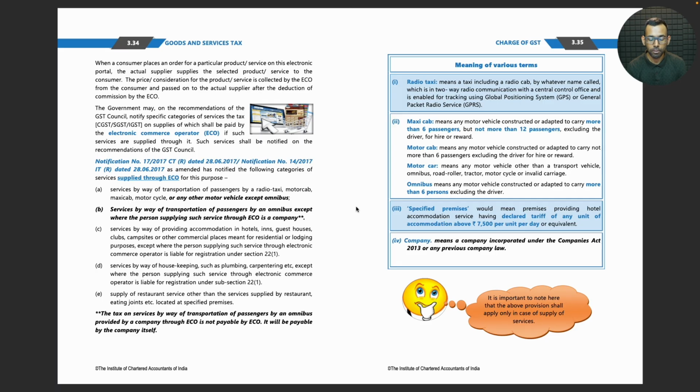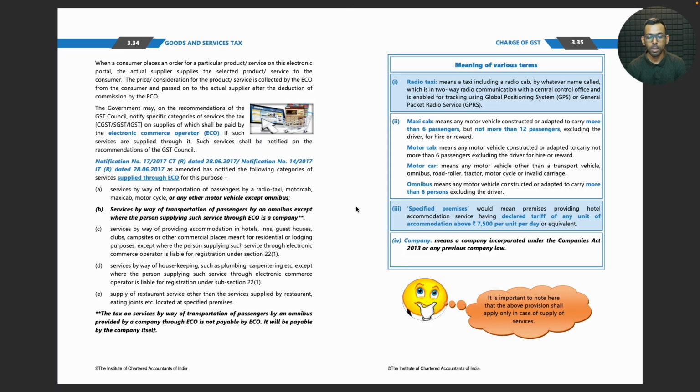Service by way of transportation of passengers by a radio taxi, motor cab, maxi cab, motorcycle, or any other motor vehicle except omnibus; services by way of transportation of passengers by an omnibus except where the person supplying such service through the e-commerce operator is a company; services by way of providing accommodation in hotels, inns, guest houses, clubs, campsites, or other commercial places meant for residential or lodging purposes, except where the person supplying such service through the electronic commerce operator is liable for registration under Section 22(1).